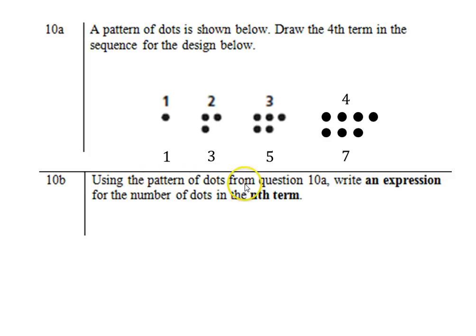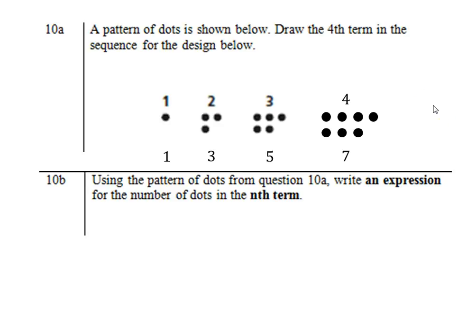So using the pattern of dots from question 10A, we want to write an expression for the number of dots in the nth term. What this means is that we just want a rule. What if I wanted to find out how many dots were in the 90th term? I could probably figure that out because I can hopefully identify a pattern here, but that's going to take a long time. If I want to find out how many dots are in the 57th term, that's going to take a long time too. This pattern is that we're just adding two dots every time. So the fifth term will have 9 dots, and the sixth term will have 11, and so on.